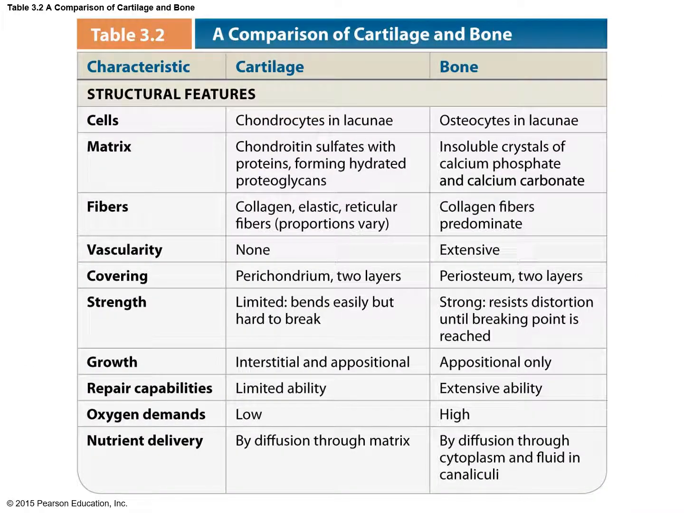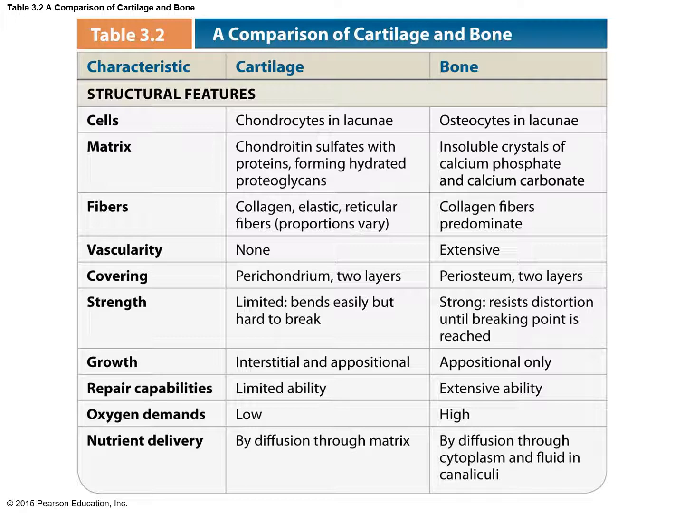This table compares the cartilage and the bone. The cells of the cartilages are known as chondrocytes, while the bone cells are known as osteocytes. In both cartilages and bones, the cells are present in pocket-like structures called lacunae. Matrix. The matrix of cartilage is semi-solid.